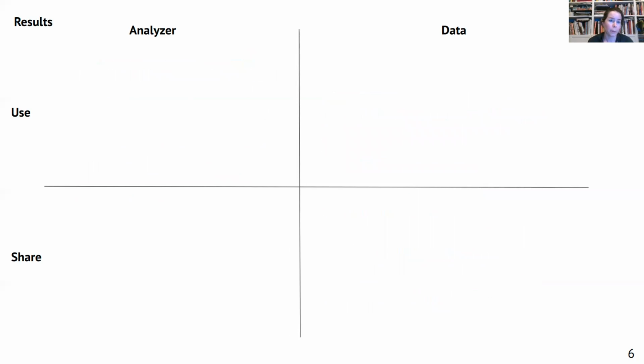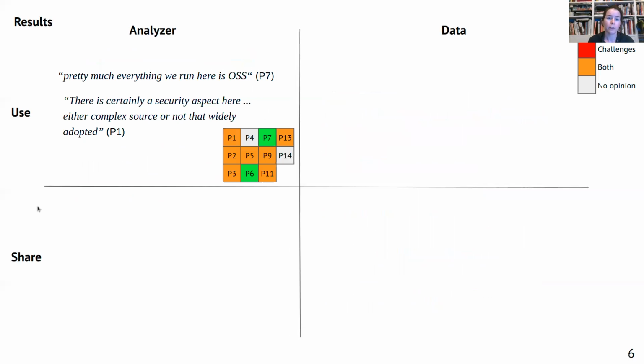Now I'd like to talk a little bit about our results, and I'll use this grid illustrating the different situation and the situational codes that we used for analyzer data, use, and share. Starting with analyzer use. I'll use this illustration here to show our participants, 1 box per participant, and the legend here shows the mapping of colors to benefit, challenges, both, and no opinion. And for analyzer use, this is the kind of result that we got.